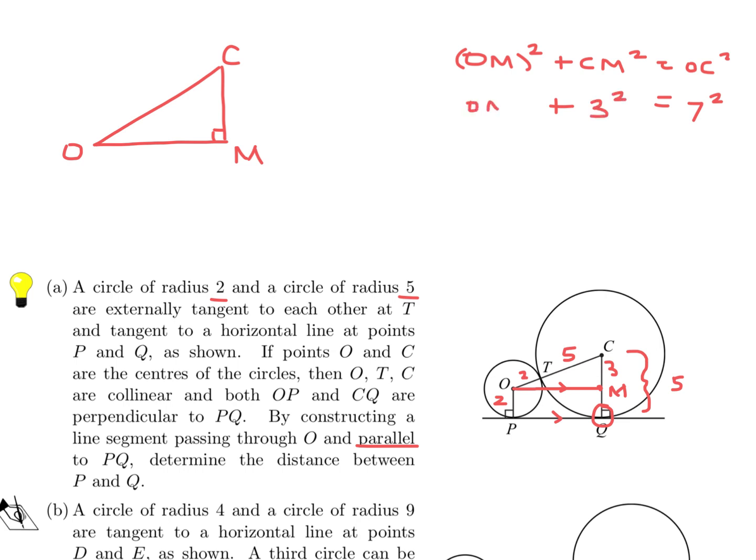And then OM squared. So when you solve this, you get OM squared is 49 minus 9, which is 40. So that means OM is root 40, which would be 2 root 10. And that's pretty much what represents PQ. Since PQ is equal to OM, PQ is also 2 root 10. And that's it.